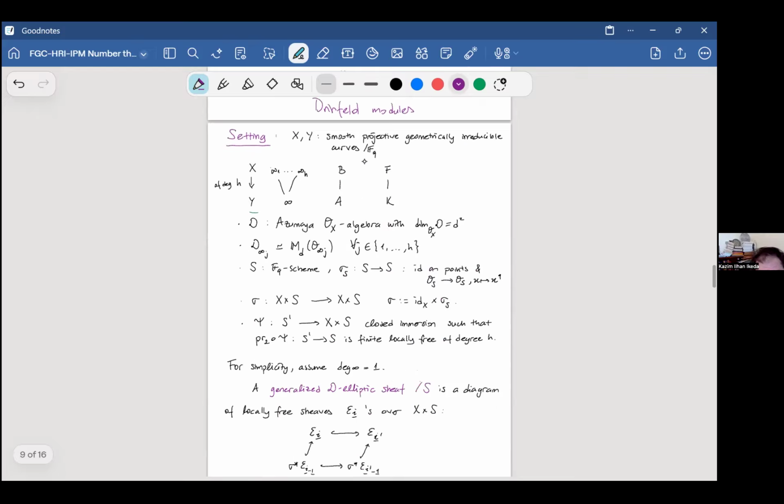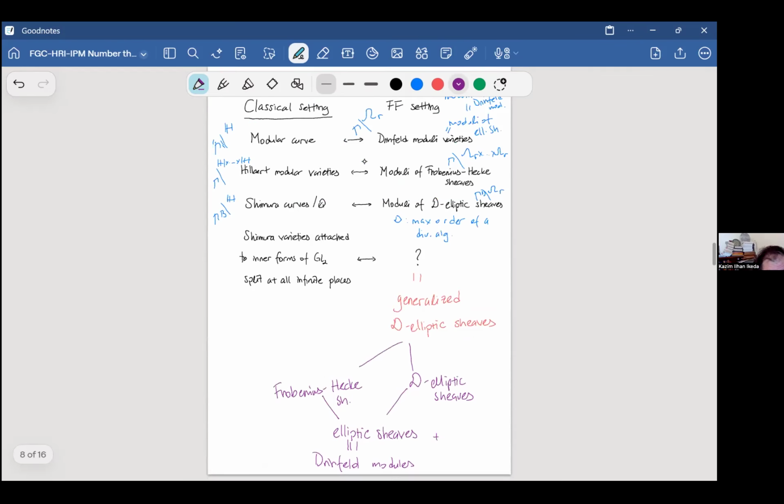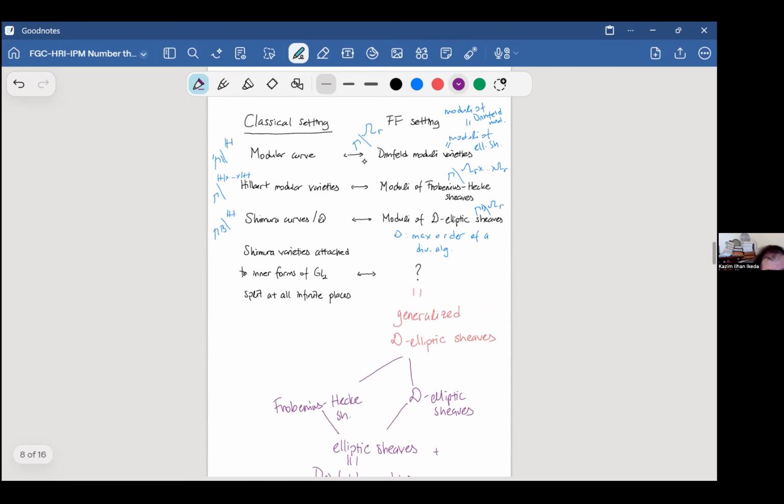Before that, can I ask a question? Yeah. For example, in this dictionary, we have an analog of Hilbert modular varieties in the function field setting and so on. Do we have an analog of Siegel modular varieties? Well, not yet, not that much. Even the Frobenius-Hecke sheaves are not greatly worked out yet.